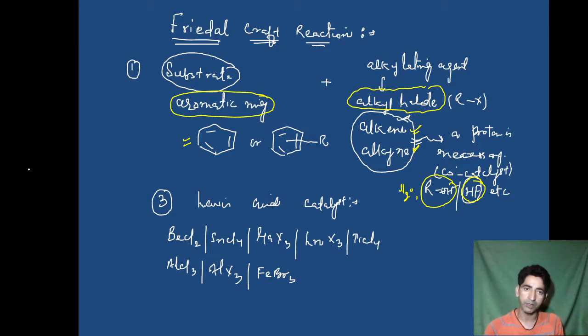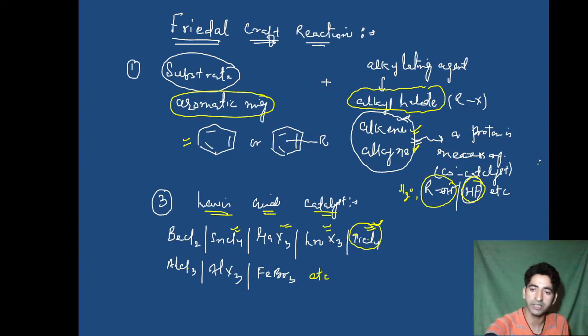Number third important point is that we require a Lewis acid catalyst, like beryllium dichloride, tin tetrachloride, gallium trihalides, lanthanum trihalides, trihalides of lanthanides, titanium tetrachloride, which is a very important one, and aluminum trihalides, iron tribromide, etc. So these are certain important ones, you can remember them. Now let us see what is the mechanism of the reaction, how the reaction takes place.